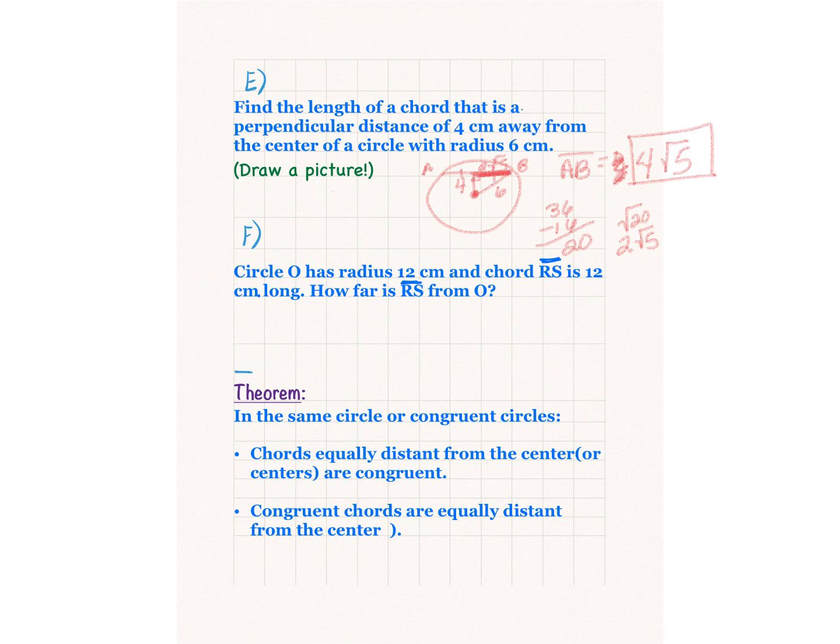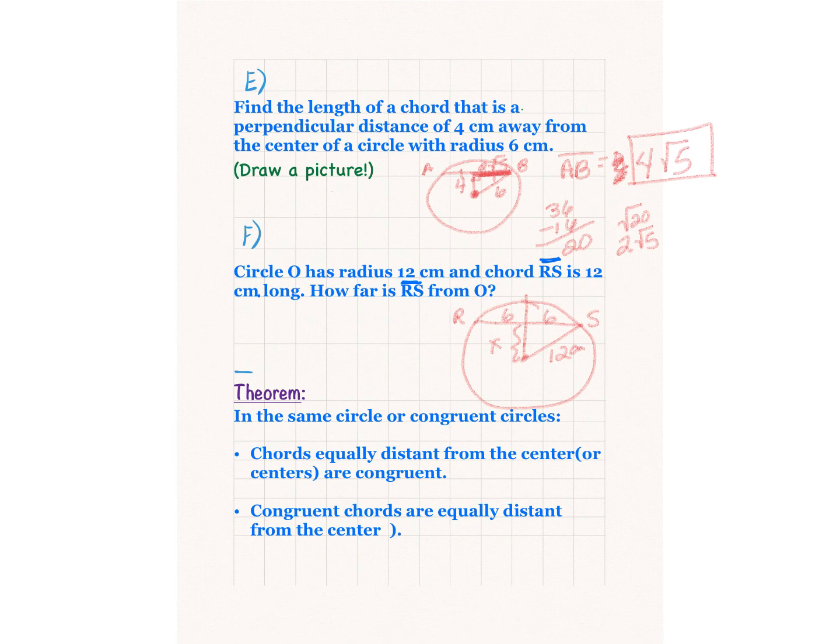All right, the final one, not the final one, but last one on this page. We have circle O has a radius of 12, and chord RS is 12 centimeters long. So I'm just going to draw chord RS here. So I drew chord RS there, and I want to know how far RS is. So I'm looking for this distance right here. I know that RS is 12, so that means this is 6 and this is 6.